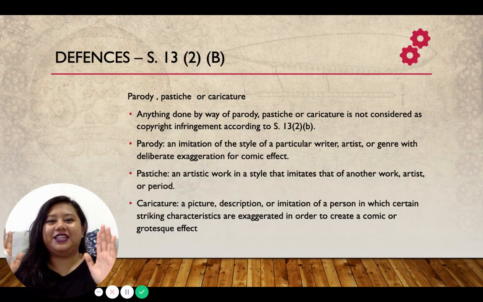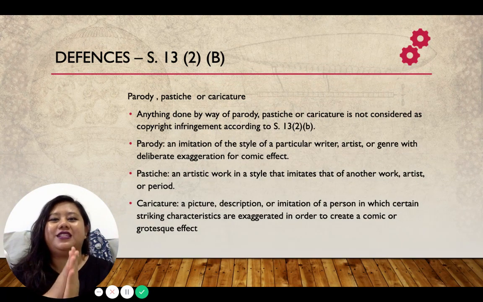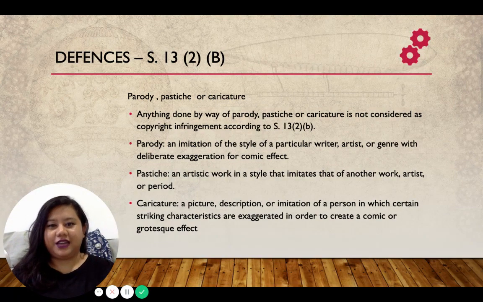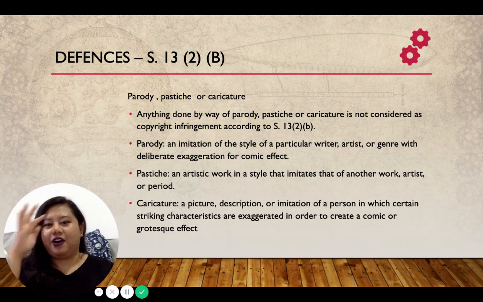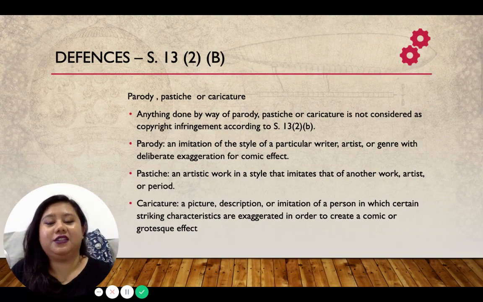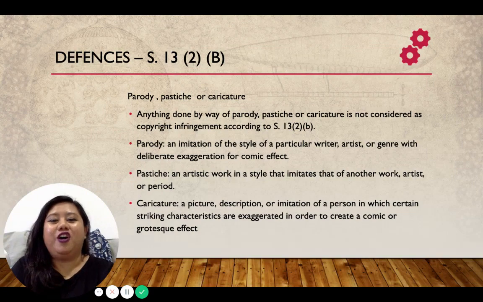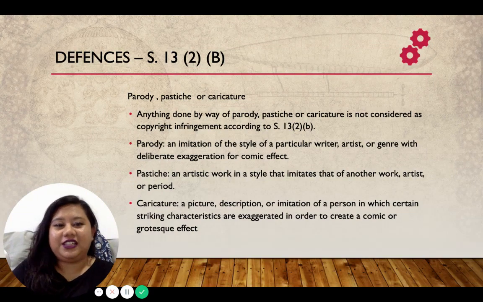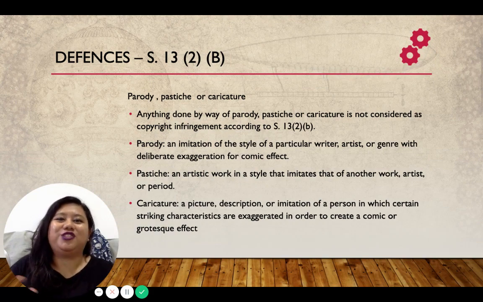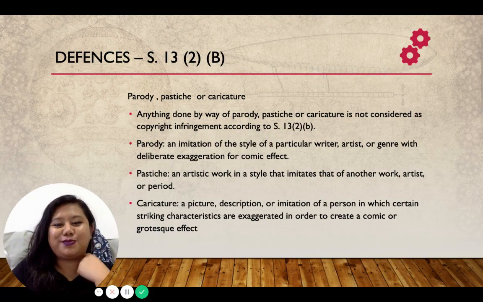All right, next, under section 13.2b, is defenses for parody, pastiche, or caricature. So anything done by way of parody, pastiche, or caricature is not considered copyright infringement according to section 13, subsection 2b. So what is parody? A parody is an imitation of the style of a particular writer or artist or genre with exaggeration, with a humorous or comical effect. So that is parody.